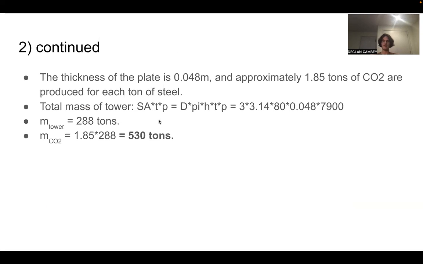With that thickness, I wanted to generate the total mass of the tower, because we now know that 1.85 tons of CO2 are produced for each ton of steel for this particular manufacturing process. Assuming that the tower is a conical shell, we can just multiply the surface area times the thickness times the density. From that, we got the mass of the tower is 288 tons. And so the mass of CO2 is 1.85 times that, which is 530 tons. So that's all the problems that I've done so far.